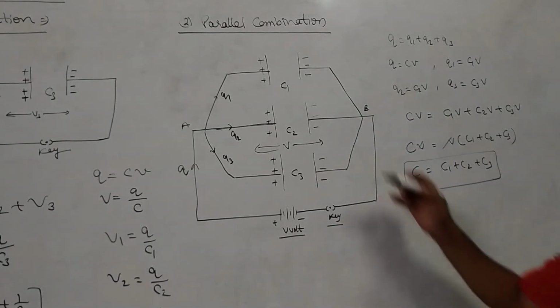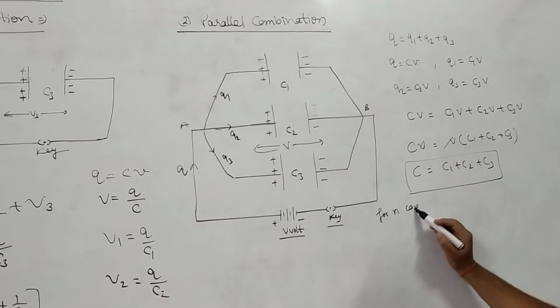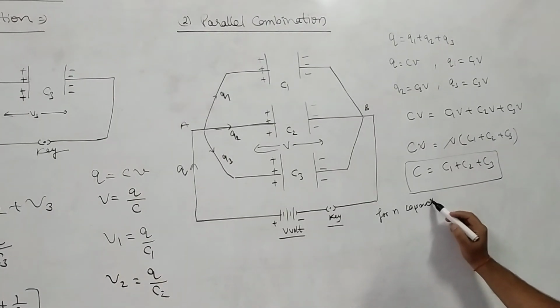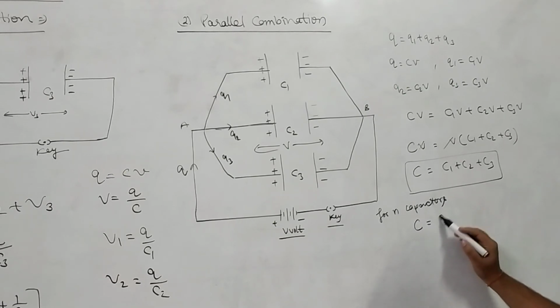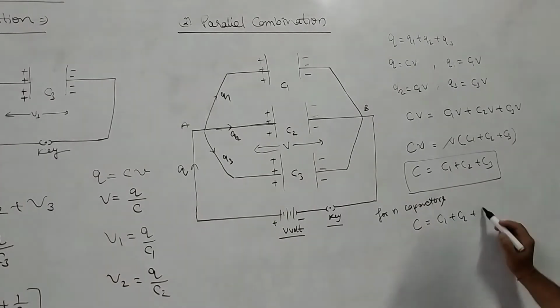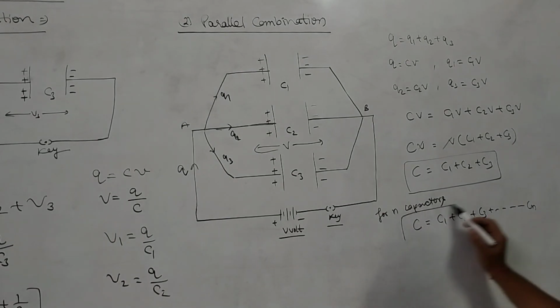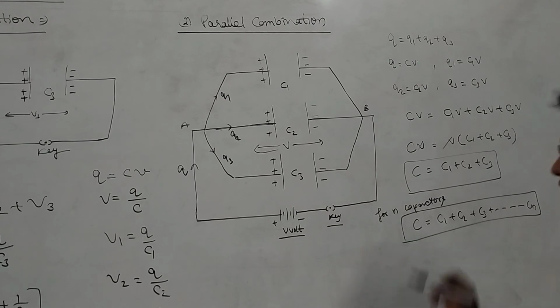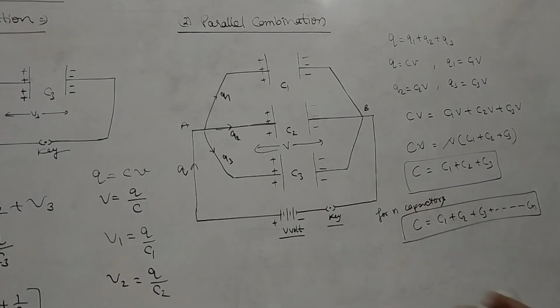For n number of capacitors, the net capacitance is C is equal to C1 plus C2 plus C3 and so on up to Cn. Similarly, we find the net capacitance in series combination, that is 1 upon C is equal to 1 upon C1 plus 1 upon C2 plus 1 upon C3.